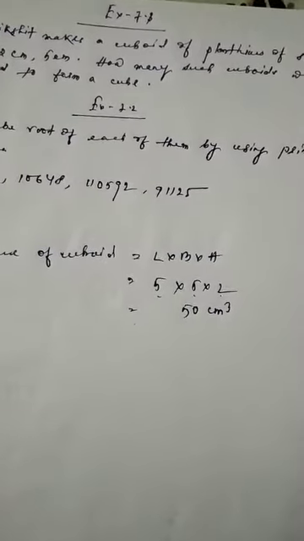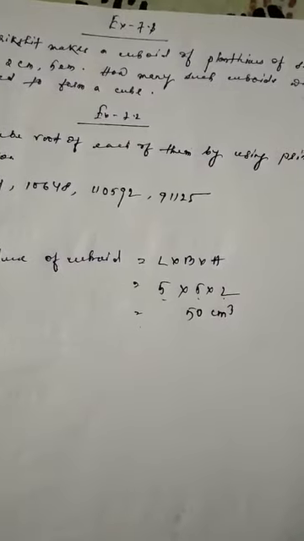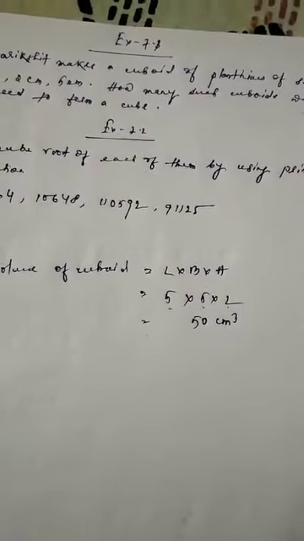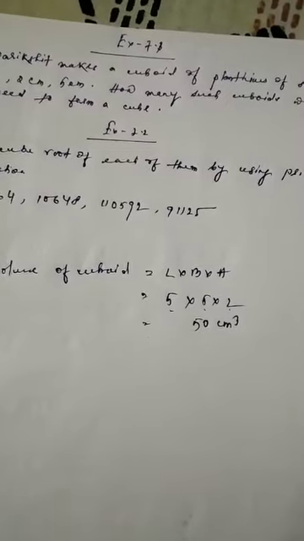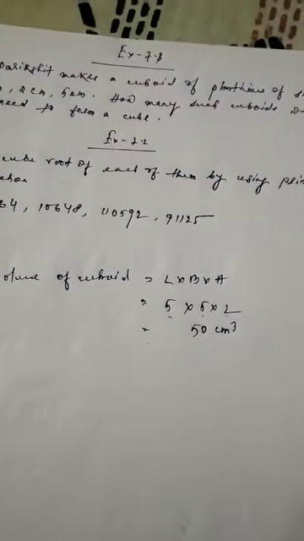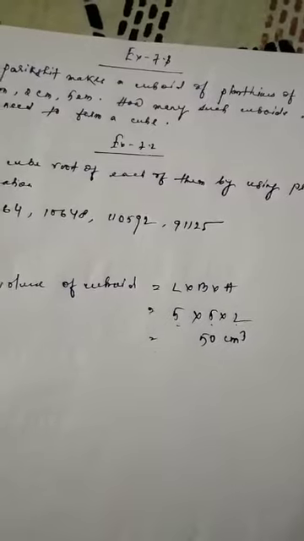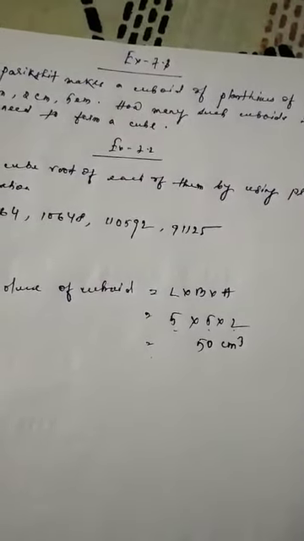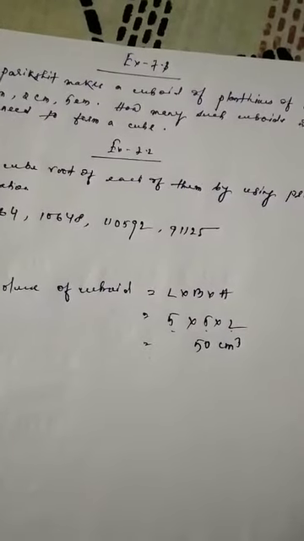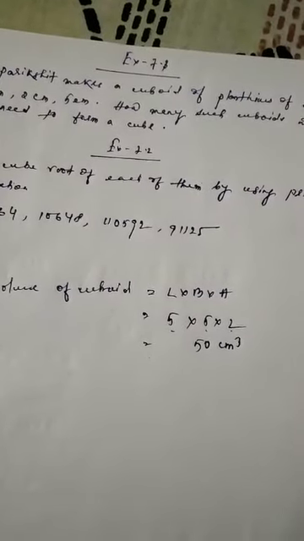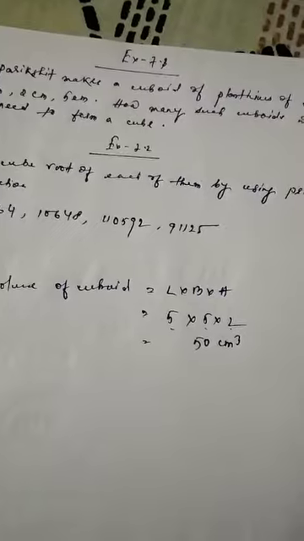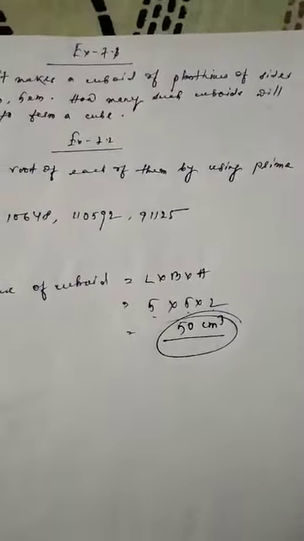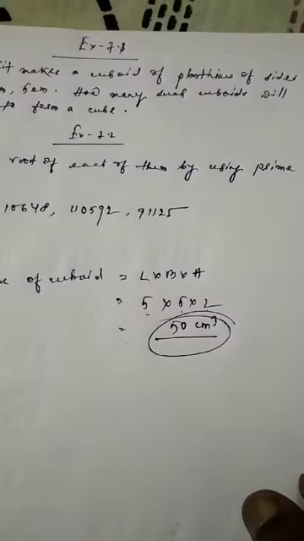Always remember, children, whenever we write the unit of volume, it comes as the cube of the unit, because you are multiplying three lengths: 5 centimeter, 2 centimeter, 5 centimeter. So 5 times 5 is 25, 25 times 2 is 50, and centimeter times centimeter times centimeter results in centimeter cube. So this is the volume of each cuboid.